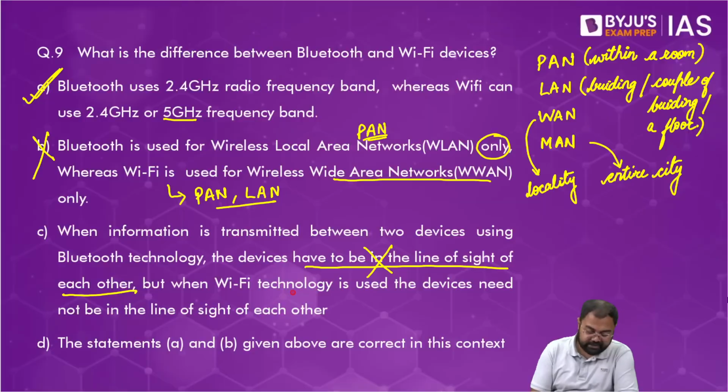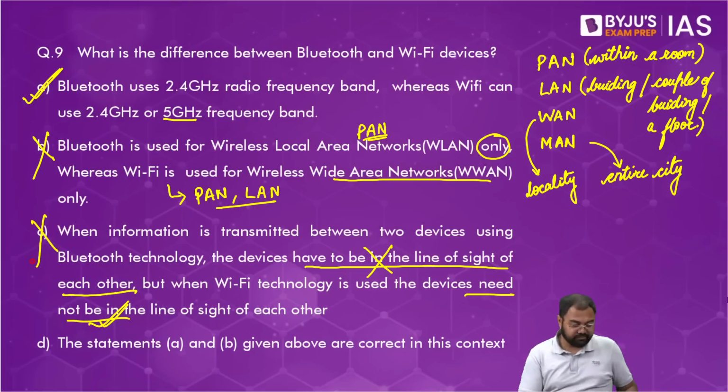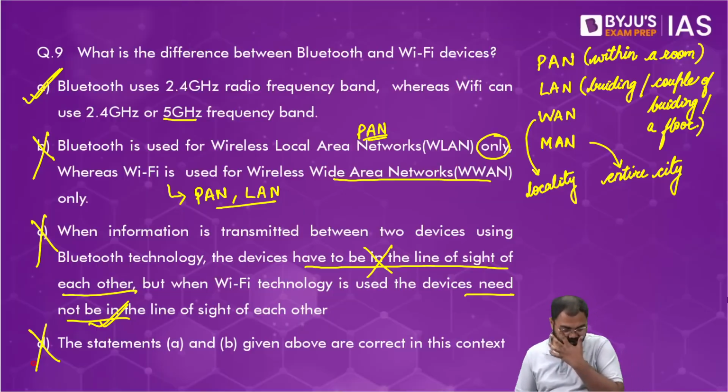When Wi-Fi is used, the devices need not be in the line of sight, so that is fine. But the first part is wrong. D says both A and B, so it's wrong. So the correct answer is A. I understand your confusion with B because you might not have information about B, but C was an easy thing. That's something that you see in your practical life every day.